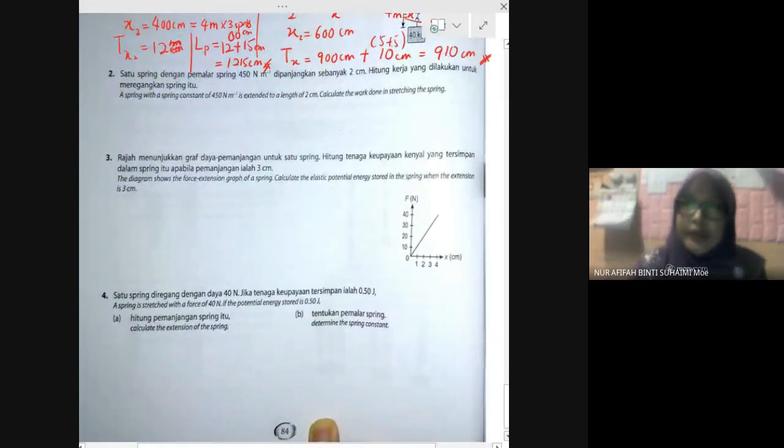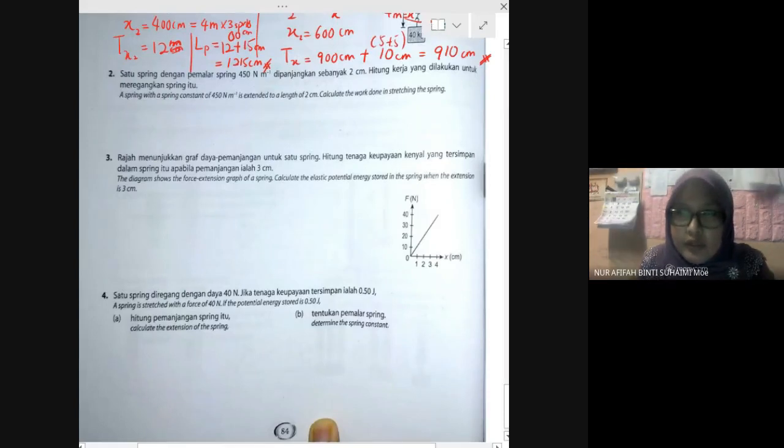Okay, next. Number 2. This one easier. We have spring constant K extended to a length of 2 cm x. Calculate the work done in stretching the spring. Work done. How to find the work done? Where the work done come from? Work. Still remember the equation for work? Work equal to?